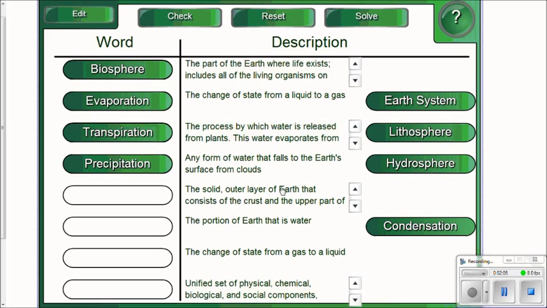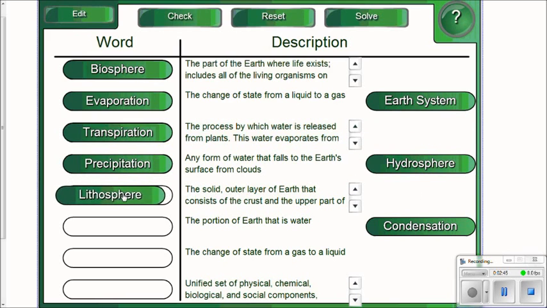The solid outer layer of Earth that consists of the crust and the upper part of the mantle. Oh, this is a tricky one because it's not the geosphere that you're thinking of. The geosphere includes not just the crust, but the mantle and the core. And so the crust and the upper part of the mantle is part of the geosphere that we call the lithosphere. The Earth itself inside is actually broken up into several different smaller components, kind of similar to how I know you probably know that the cryosphere and the stratosphere are part of the atmosphere, for example, even though we don't consider them one of the four major parts. So sometimes lithosphere and geosphere are used interchangeably. So here we'll drop lithosphere in for that one.